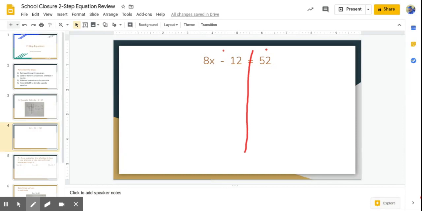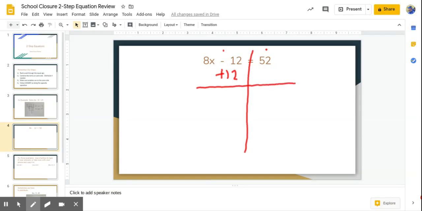The next step then is to go ahead and follow SADMAP. And what SADMAP tells me to do is take care of any subtraction or addition first. So if you remember, this negative 12 is a minus 12, so we want to do the opposite. The opposite of minus 12 is to add 12. So I'm going to add 12 on the left-hand side.